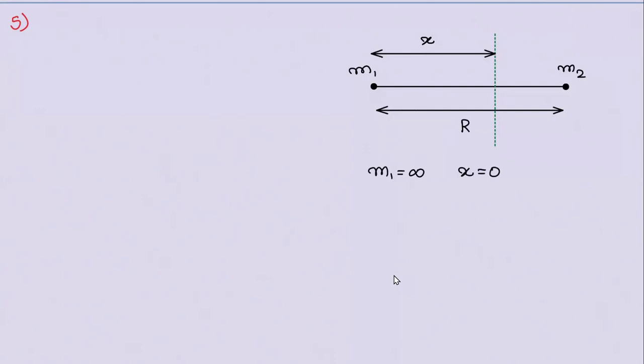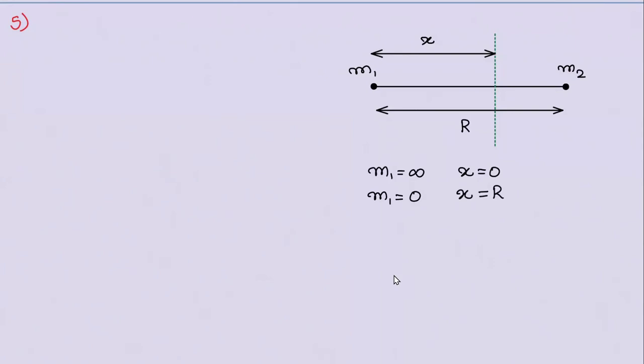Same thing, if m1 is equal to 0, you have only one particle, that is m2. What axis will give you minimum moment of inertia? x equal to r. Are you able to get the logic? Because when you take the axis exactly at m2, m1 is already not there. If you take the axis at m2, the moment of inertia becomes 0. So x must be equal to r. Are you able to understand how I'm picking up the boundary conditions?